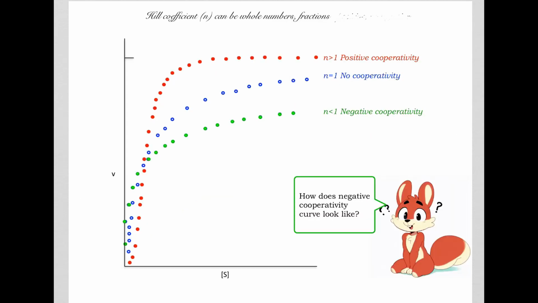So if n is 1, there is no cooperativity, and we get the hyperbolic curve. If n is greater than 1, then we get positive cooperativity, and we get a sigmoidal curve. And if n is less than 1, then we get negative cooperativity. And here's a curve that shows you negative cooperativity.